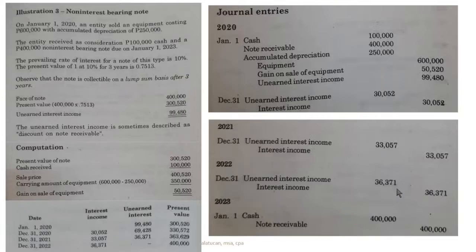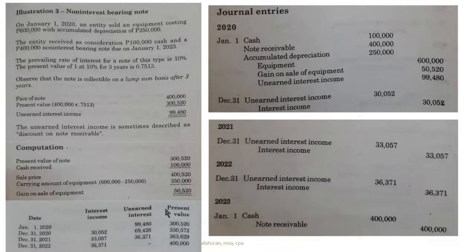For 2022, so that would be December 31. Okay, so you have 36,371. And since the payment date is January 1, 2023, dili man siya December 31, 2022. So, wala kay i-record nga collection sa December 31, 2022, adto jud ka sa January 1. So, debit cash, credit note receivable. Adto gyud ka mag-record sa date nga gi-assign.